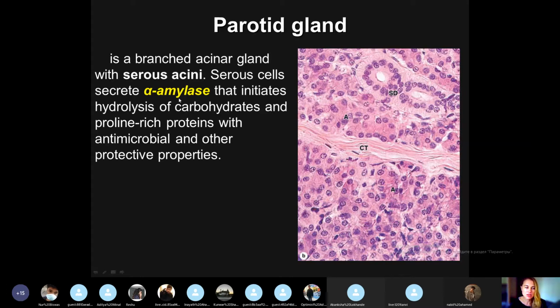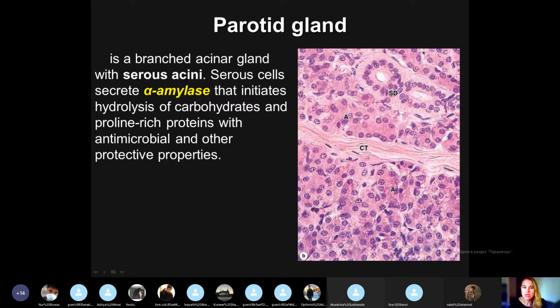These serous cells are responsible for production of the enzyme alpha amylase. The alpha amylase enzyme is responsible for the splitting of the carbohydrates, so we can say that the parotid gland initiates the chemical degradation of the carbohydrates in the oral cavity, because the final or terminal degradation of the carbohydrates will happen in the small intestine.